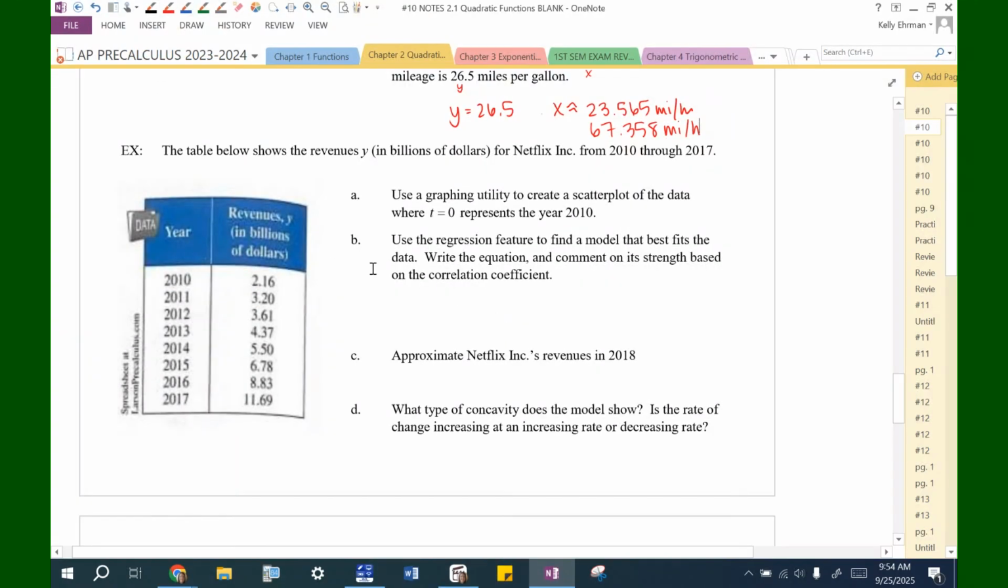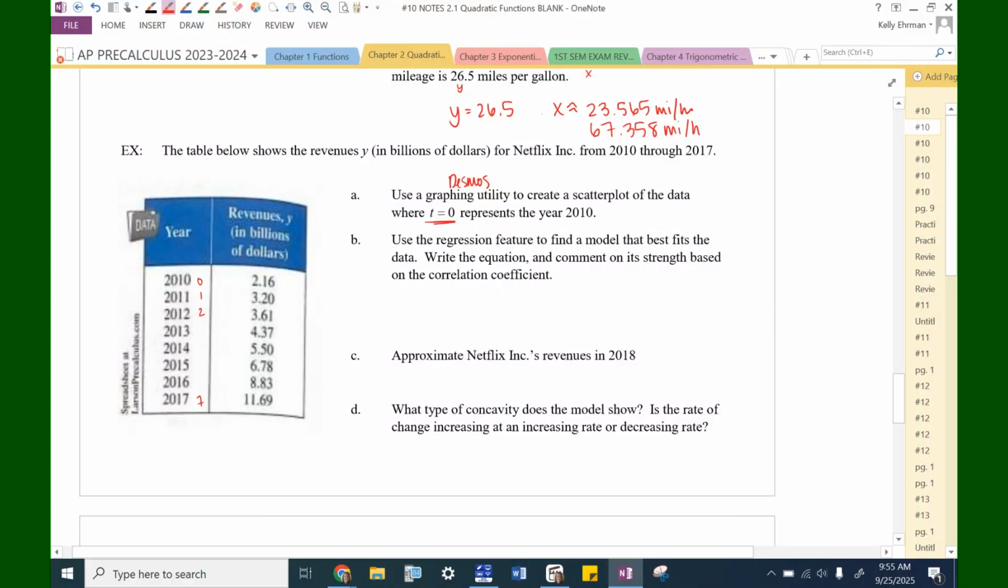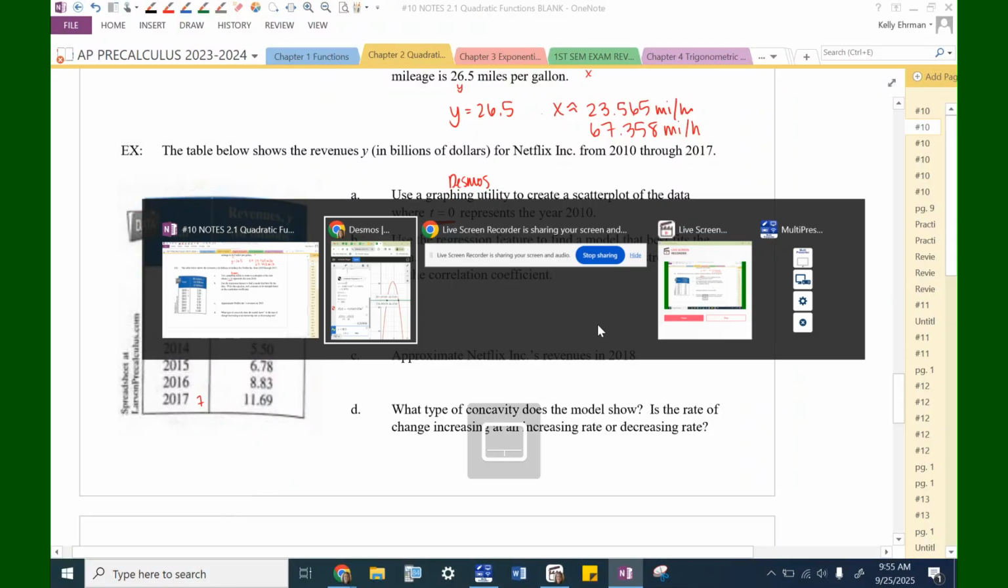All right, the next table shows revenues in billions of dollars for Netflix Incorporated, 2010 to 2017. Use a graphing utility, Desmos, to create a scatter plot of the data where t equals 0 represents 2010. So 0, 1, 2, all the way down to 7. Use the regression feature to find a model that best fits the data.